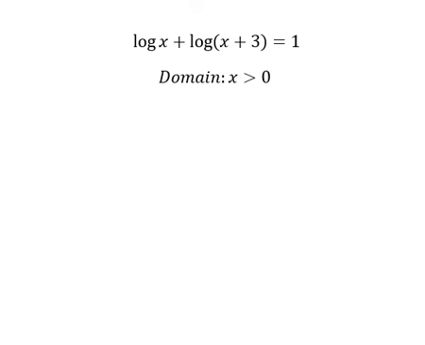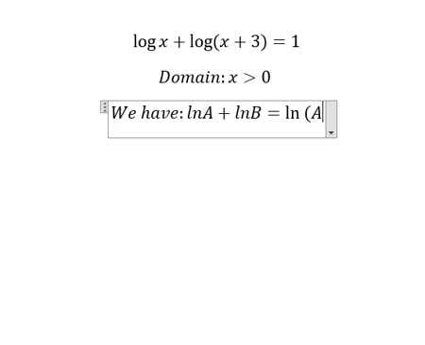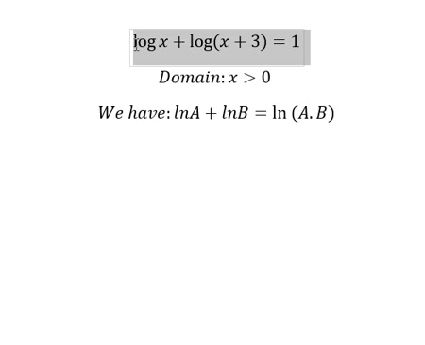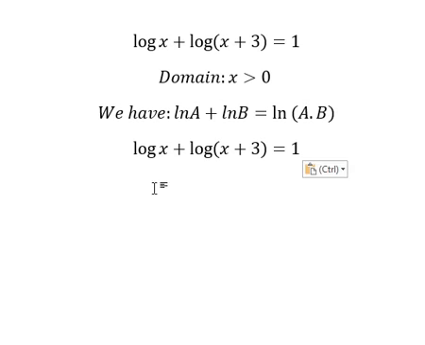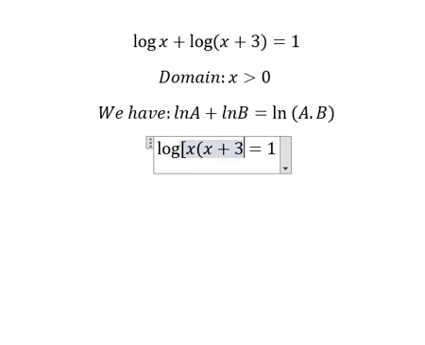Next, we have the formula. That's about ln a plus ln b equals ln of a multiplied by b. So this one, we combine two logs together, and you will get log of x multiplied by x plus 3.